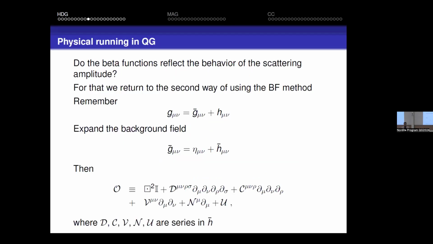Now, the question is, is this the physical running? What do we mean by the physical running? In particle physics, the beta functions are used to gain some information about the behavior of the theory or the scaling of scattering amplitudes with energy. And basically, this is what John was writing down here.